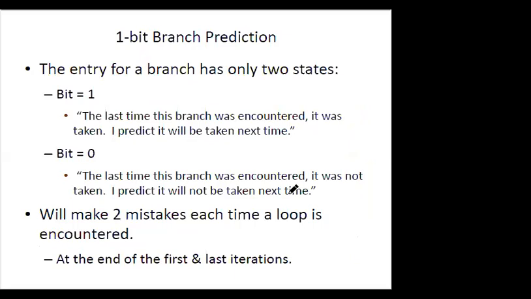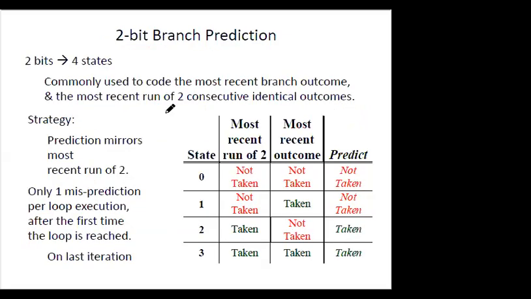There are certain levels of branch prediction. One is known as one-bit branch prediction. There is an entry with a two-state bit. If the bit is 1, then it was taken and it will be predicted taken the next time. If the bit was 0, I predict it will not be taken next time. Then we have 2-bit branch prediction. The accuracy improves in 2-bit branch prediction, as it is updated every time. Commonly used to code the most recent branch outcome and the most recent run of 2 consecutive outcomes.